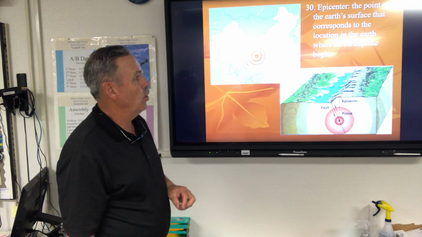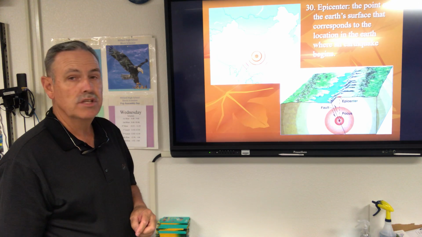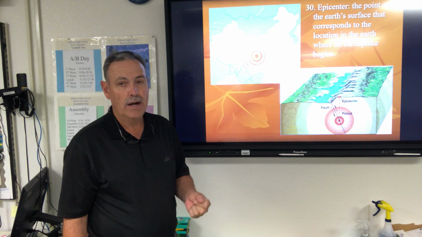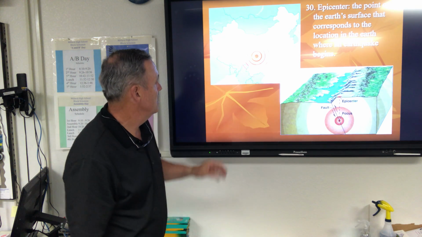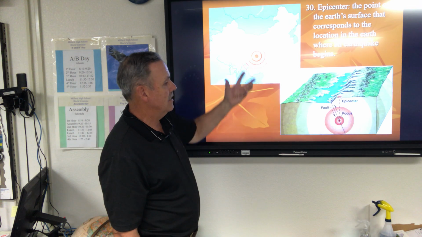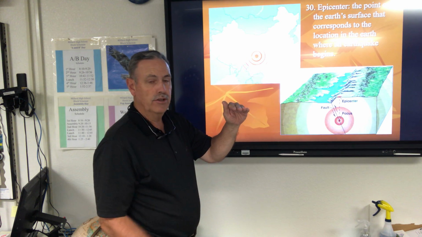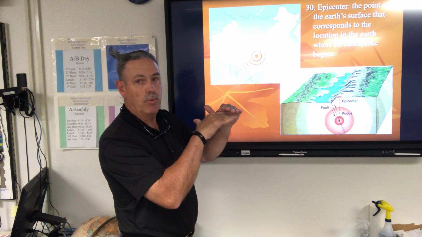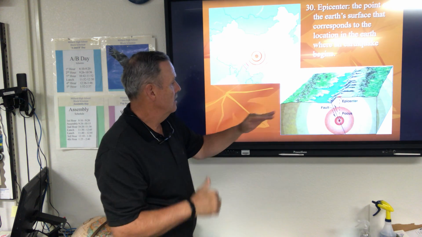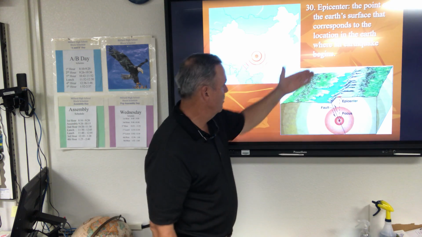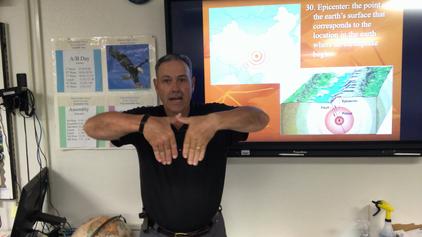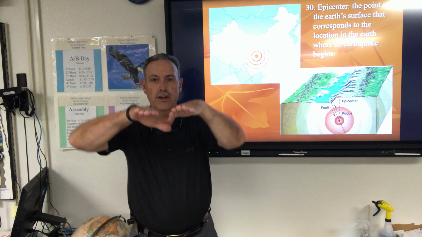So the epicenter is the point on the Earth's surface that corresponds to the location in the Earth where an earthquake begins. So here's the country of China. We've got the epicenter right here. So that's the point above the Earth where that epicenter is or was. So then we can take this and we can make a cross section of that ground. Okay, so this one here, we're looking at it this way. Then we turn it on its side.